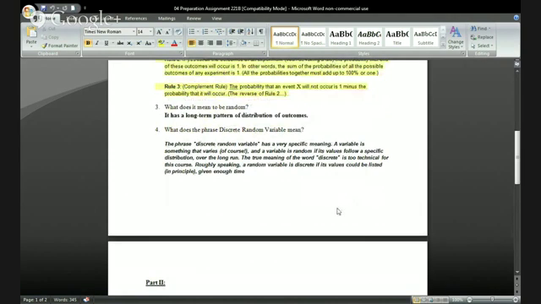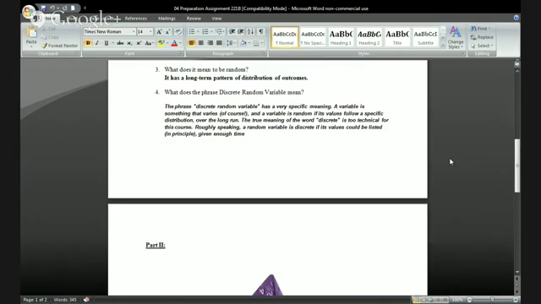Okay, and then number 3, what does it mean to be random? I said it has a long-term pattern of distribution of outcomes. Yep. I said we just never know what the outcome of the next experiment will be, but it follows a pattern in its distribution. Okay. Perfect.